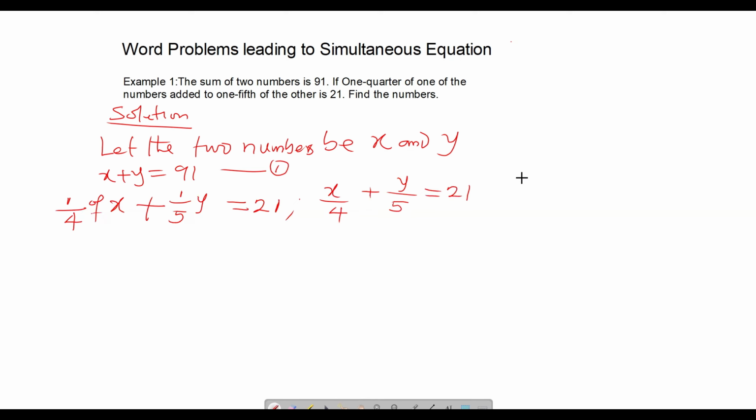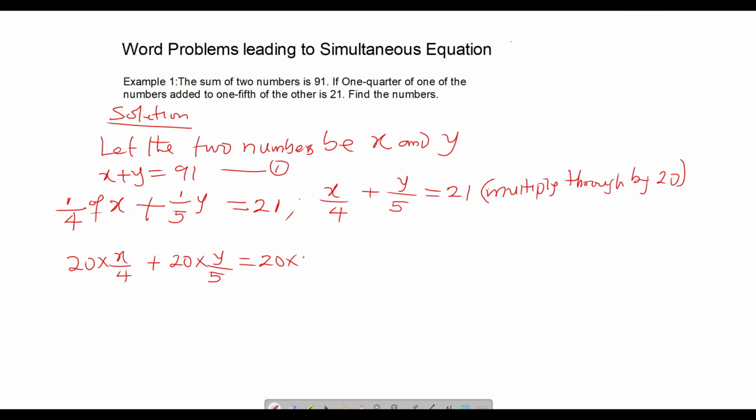We can easily find the LCM here, or you can say multiply through, since we know that the LCM of 4 and 5 is 20. I can easily multiply through by 20. So if I multiply through by 20, I'm saying 20 times x/4 plus 20 times y/5 equals 20 times 21. 4 into 20 is 5, 5 into 20 is 4. So that will be 5x plus 4y equals 20 times 21, that will be 420. So this will be equation 2.